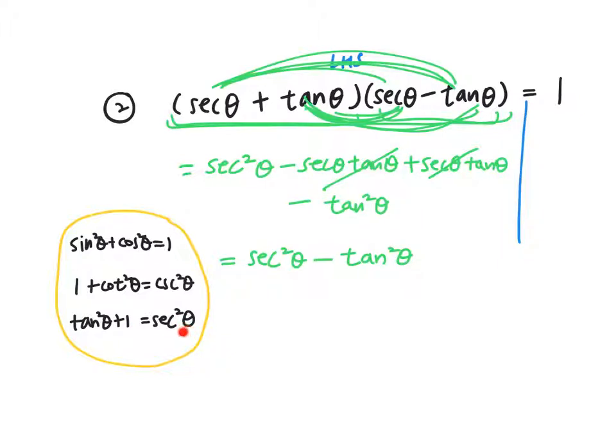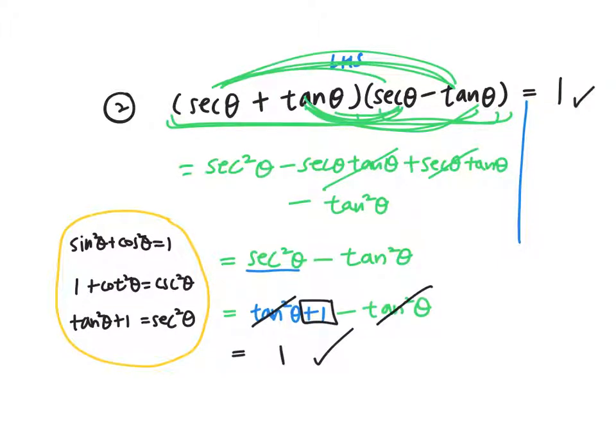so you can replace secant squared theta with tangent squared theta plus 1. When I replace secant squared theta with tangent squared theta plus 1, because those are equivalent by the identity, notice that I can cancel out the tangent squared thetas, giving me just 1. So I get 1 is equal to 1.